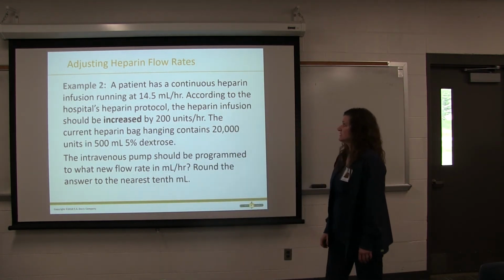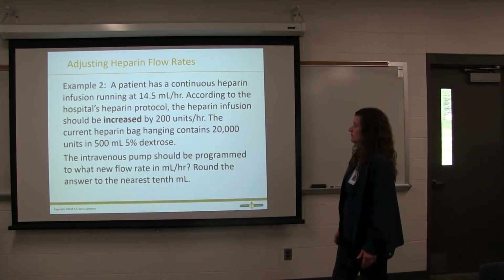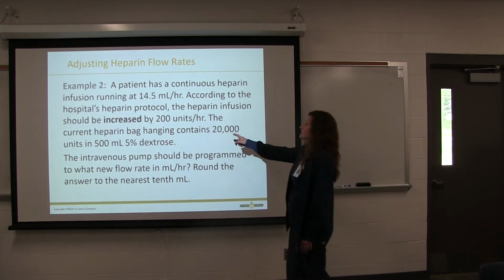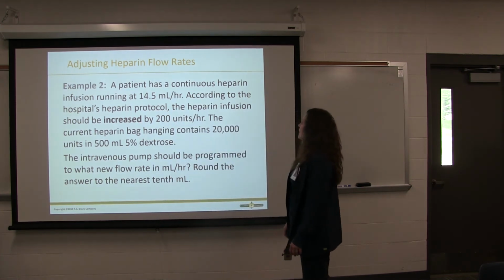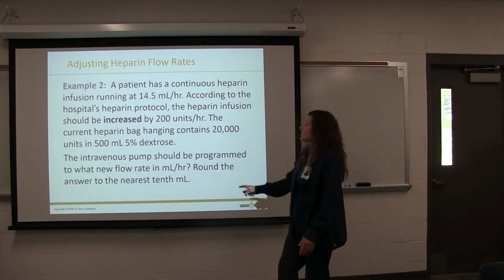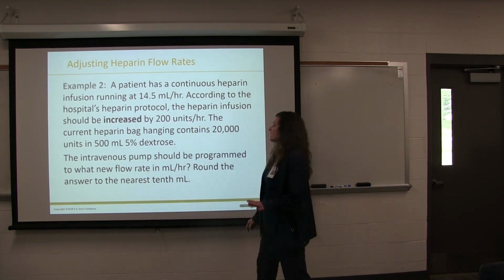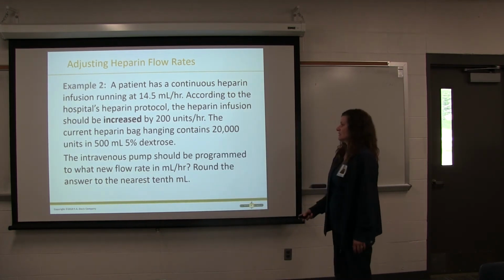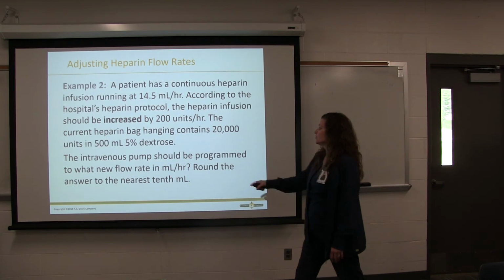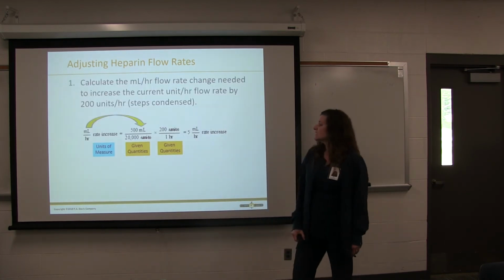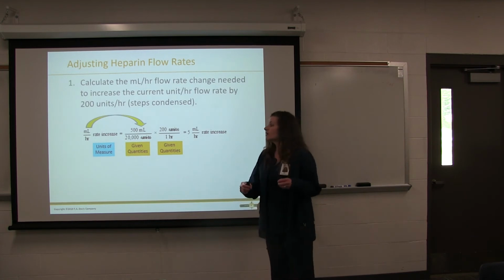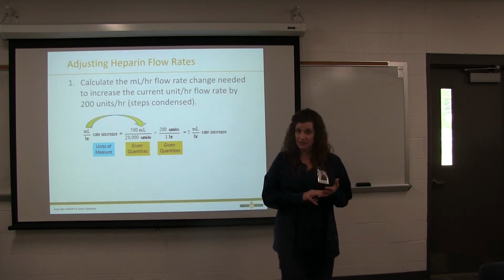So a patient has a continuous heparin infusion running at 14.5. Again, this time we're dealing with milliliters per hour, not units. The heparin should be increased though by units. So we have to do a little extra calculation here. Let's find out the new milliliter per hour flow rate. We're going to round it to the tenths. So we're looking for the milliliter per hour rate increase.